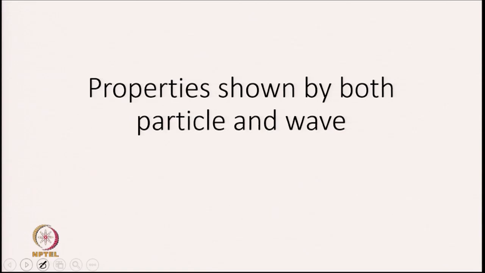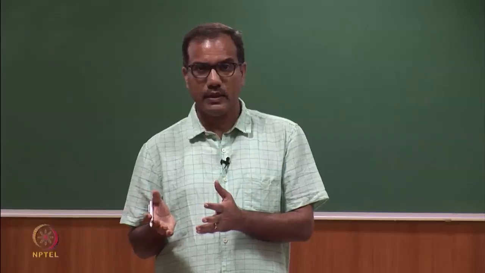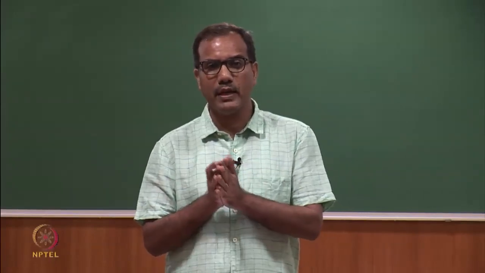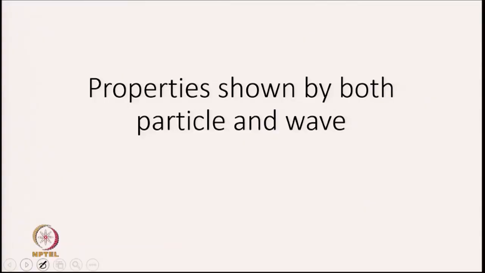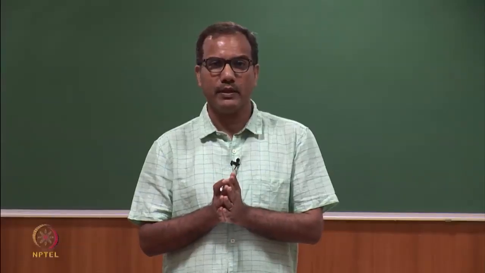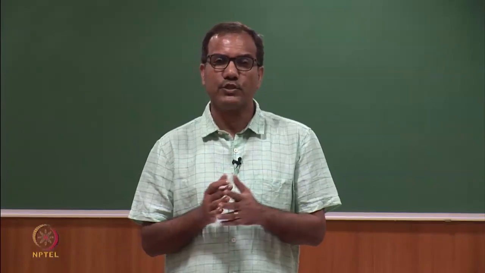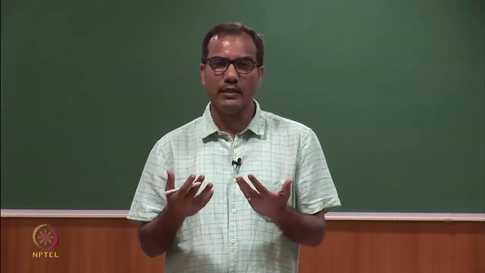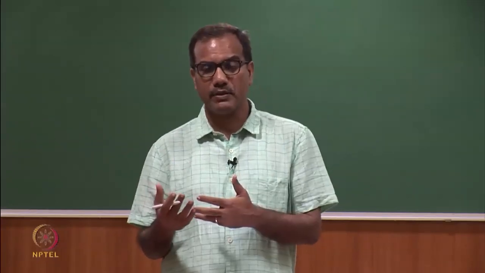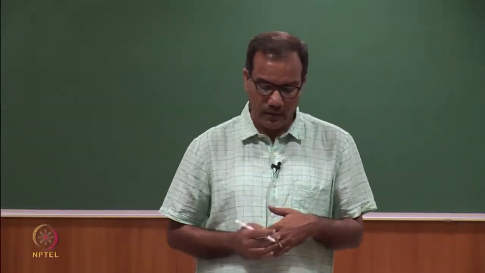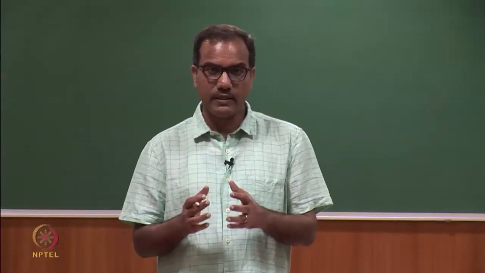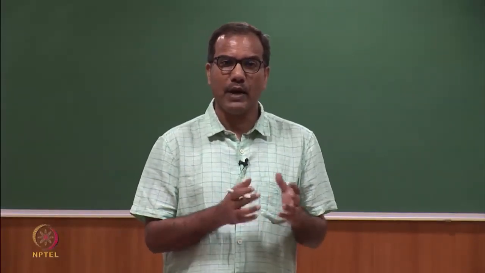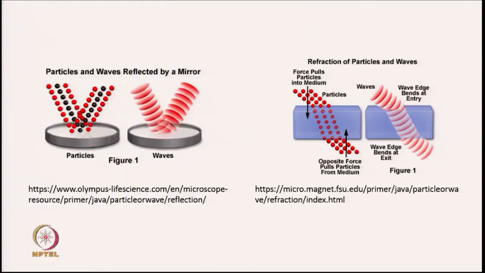Now we know particles and waves, and a basic difference between them. Now, we will discuss properties shown by both particles and waves. So, there are some properties which are shown by both. Reflection can happen with both particles and waves, and you can see here that this is reflection of particles and this is reflection of waves.